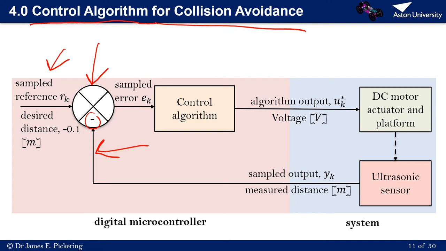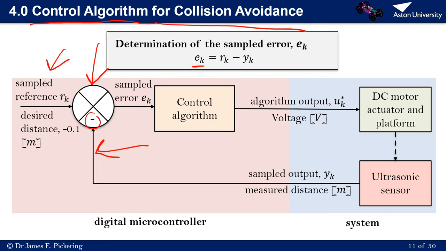Then what this forms is the sampled error. To determine the sampled error, you can see here E subscript K, which is your sampled error, is equal to R of K, which is your sampled reference, take away my sampled output. Nice and simple. This block, rather than just being called an algorithm, is now called my control algorithm. And in the next few slides, I'm going to detail more into the control algorithm.